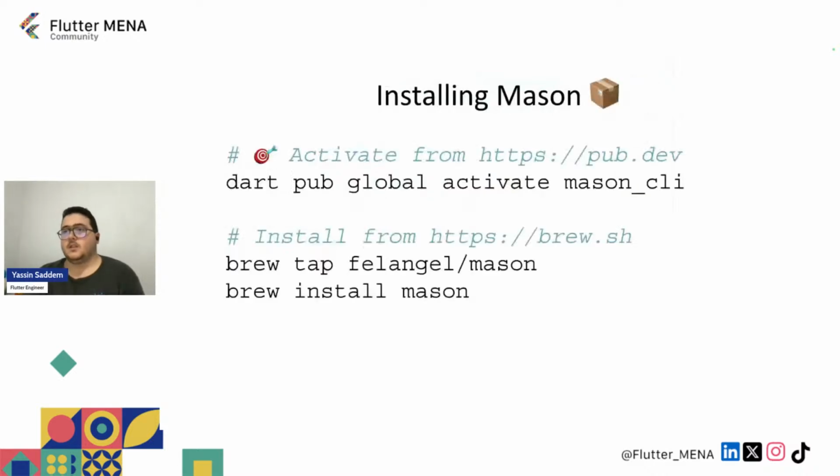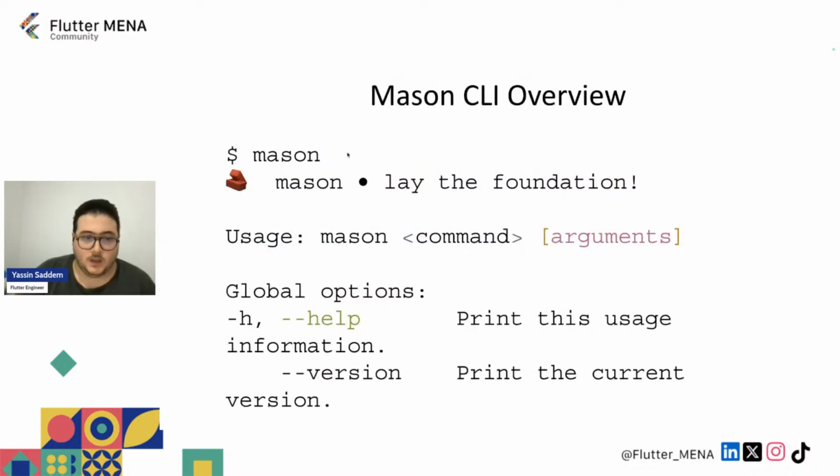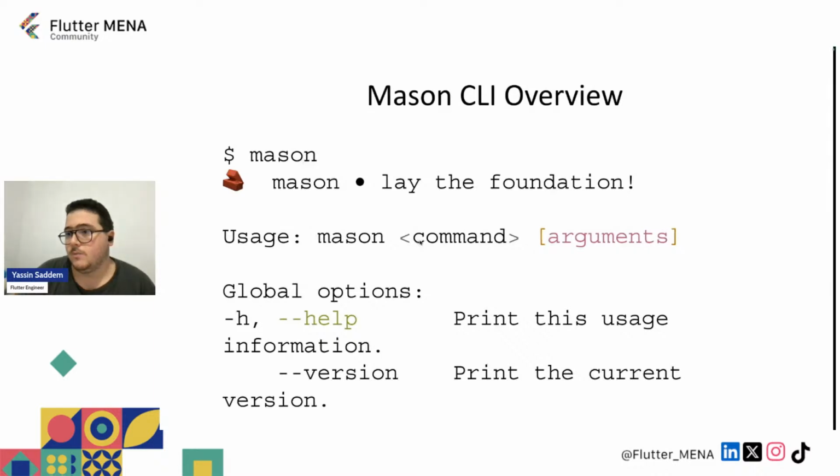So to use Mason, we need to install it. There is a way that works on every operating system with dart pub global activate mason_cli, and there is another way for macOS users. Consider that dart pub global activate works also on macOS, so you can use Brew for macOS as the second option. To verify, after completing the installation, you can run mason.